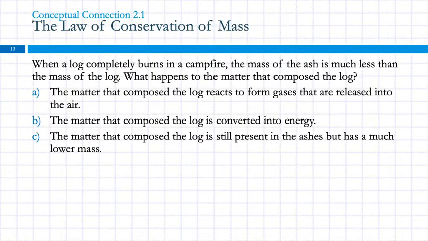So let's see if we can answer this question. When a log completely burns in a campfire, the mass of the ash is much less than the mass of the log. I think we'd all agree with that. What happens to the matter that composed the log? A, the matter that composed the log reacts to form gases that are released into the air. B, the matter that composed the log is converted into energy. Or C, the matter that composed the log is still present in the ashes but has a much lower mass.